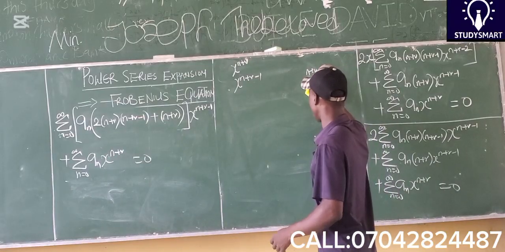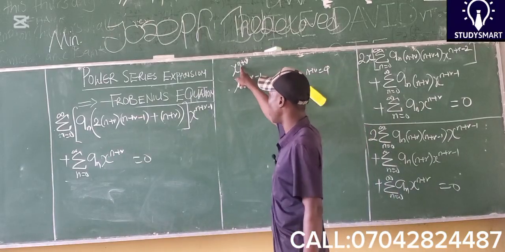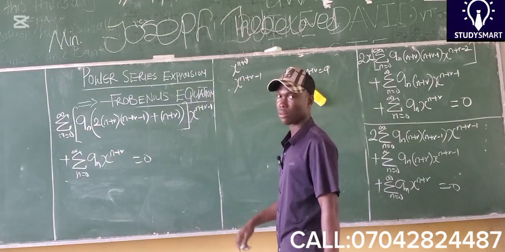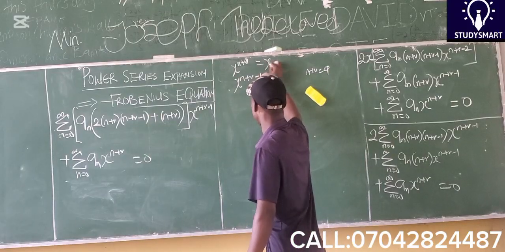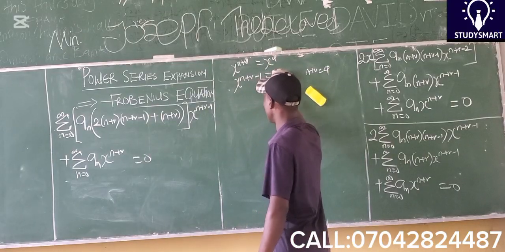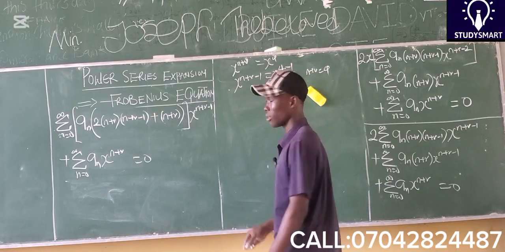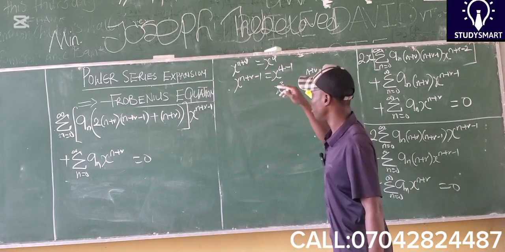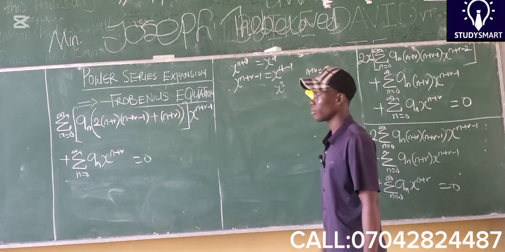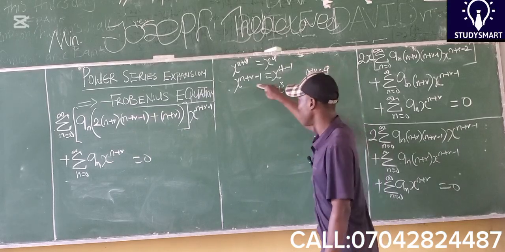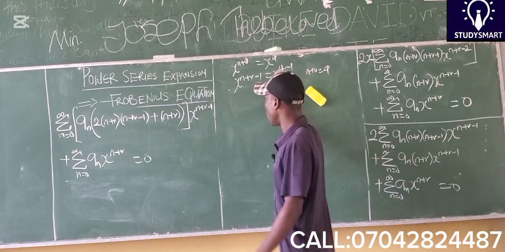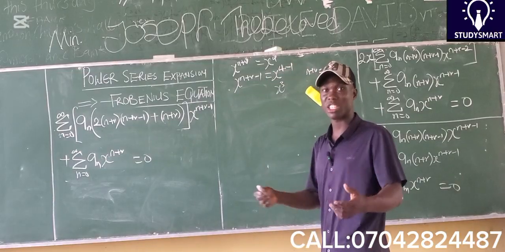If n plus r is equal to 4, it means that anywhere I see n plus r here, I put 4. So here will be x to the power 4, while here will be x to the power 4 minus 1, which is x to the power 3. It means that the lowest power of x here is this. So it's from this lowest power of x that I'm going to get my initial equation.